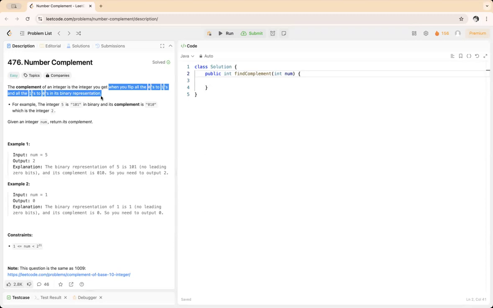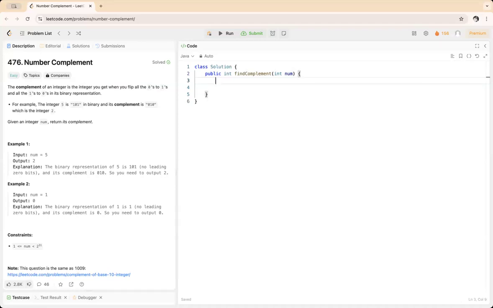Now, to solve this problem, what are we going to do? First of all, we need to find out how many bits are there in a number. To get the bits of a number, we will be dividing the number by 2 repeatedly, and that division will continue till the number becomes 0. The number of divisions required by 2 is the number of bits in that number.